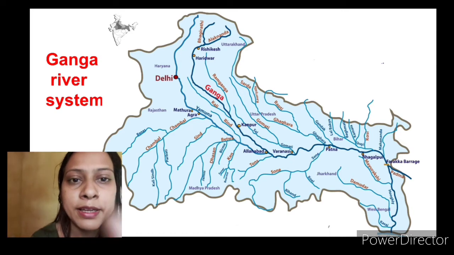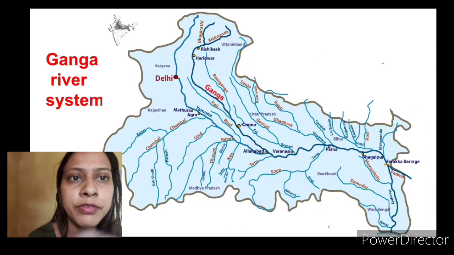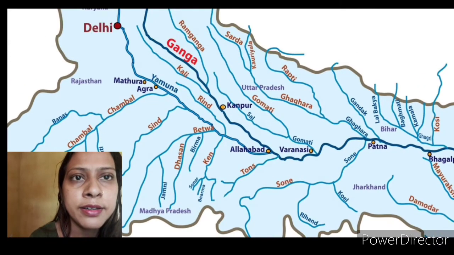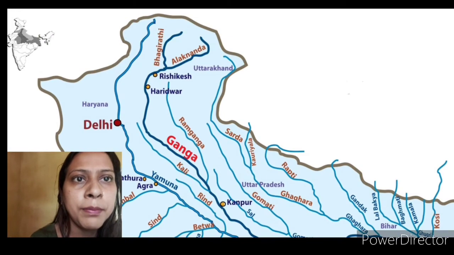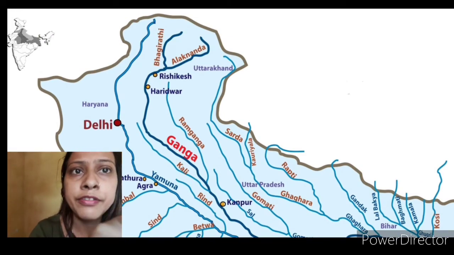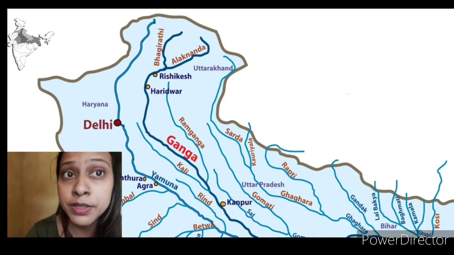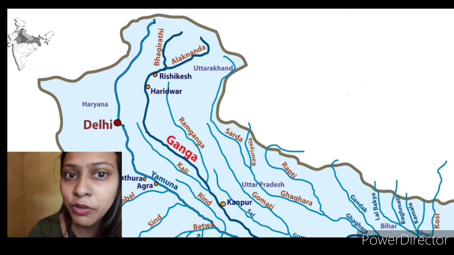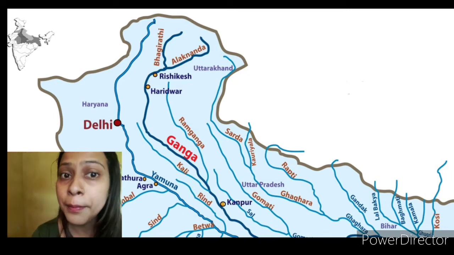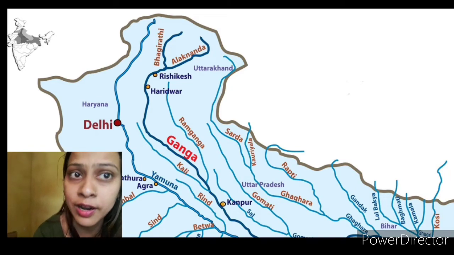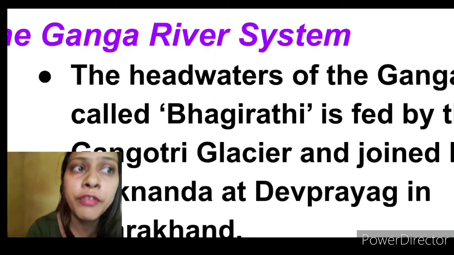Okay, Ganga basin, I'm taking it out separately from the map. So here you can see this is the original point of river Ganga. At the very top you can see two head streams, one is Bhagirathi, another one is Alakananda. Did you see on the map? So Alakananda and Bhagirathi are the two main head streams of the river Ganga.